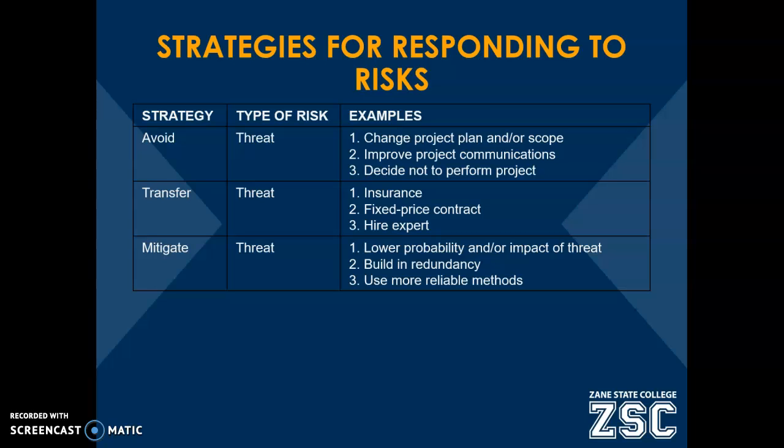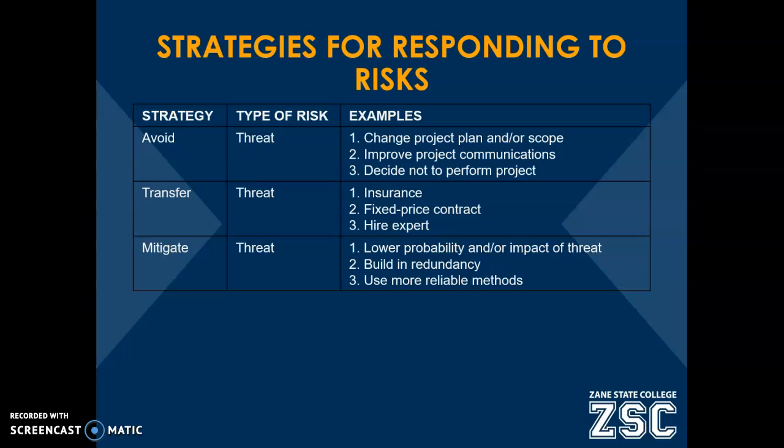Another way is to transfer the threat. Insurance, the entire insurance industry, is essentially risk transfer. So if you buy your insurance policy and something catastrophic happens, you are not responsible for the damages, the insurance company is. So you have transferred that risk to the insurance company. Insurance companies are in the business of risk. That's essentially all they do.